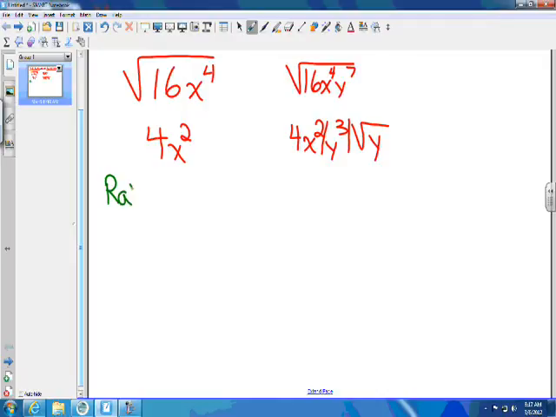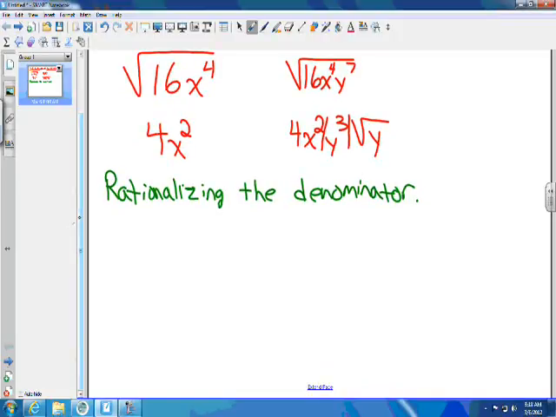Something we've done before, rationalizing the denominator. You cannot finish a problem and leave a radical of any kind, be it square root, cube root. You cannot leave one of those in the denominator. So we have a method called rationalizing in order to get that radical out of the bottom of a fraction.